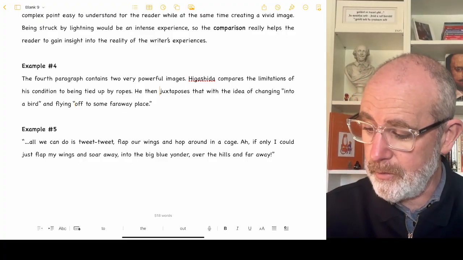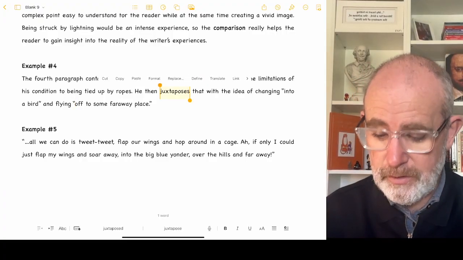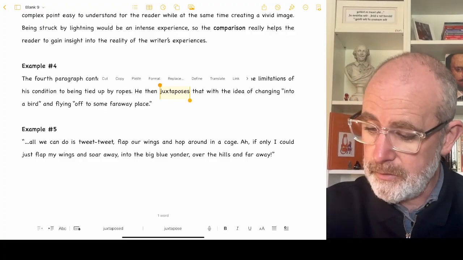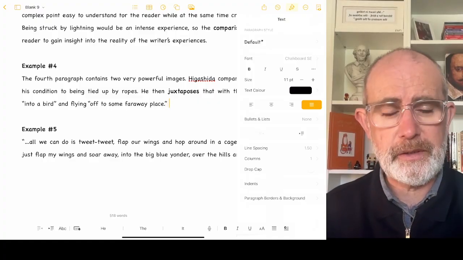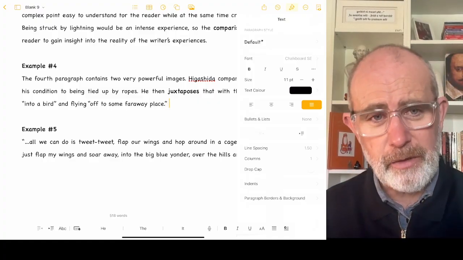So now I've used the term juxtaposition or juxtaposes, which means, as I'm sure you know, to create a very stark contrast. So there's a contrast between being tied up by ropes and then flying free. And that's exactly what I'm going to explain here.